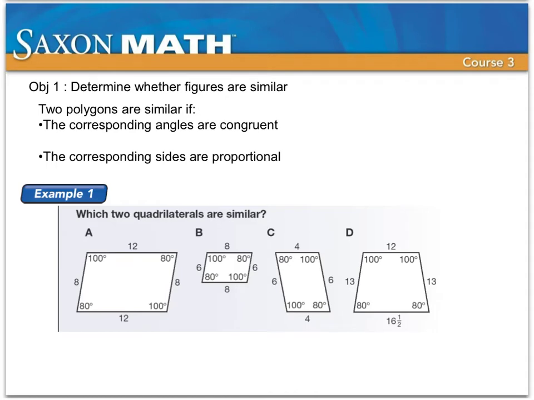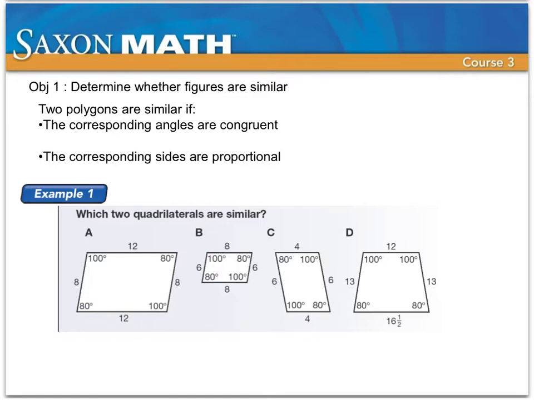Objective 1 is to determine whether figures are similar. This up here says two polygons are similar if the corresponding angles are congruent and the corresponding sides are proportional. So when I look at A and B, the corresponding angles, well, 100 and 100, those are equal.